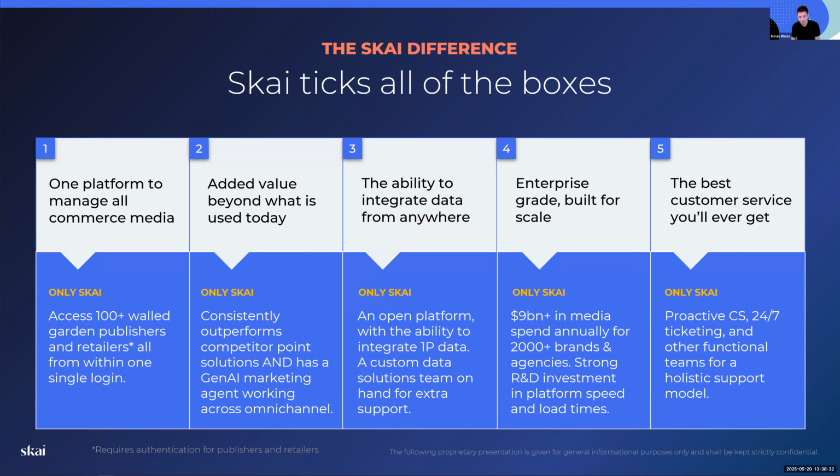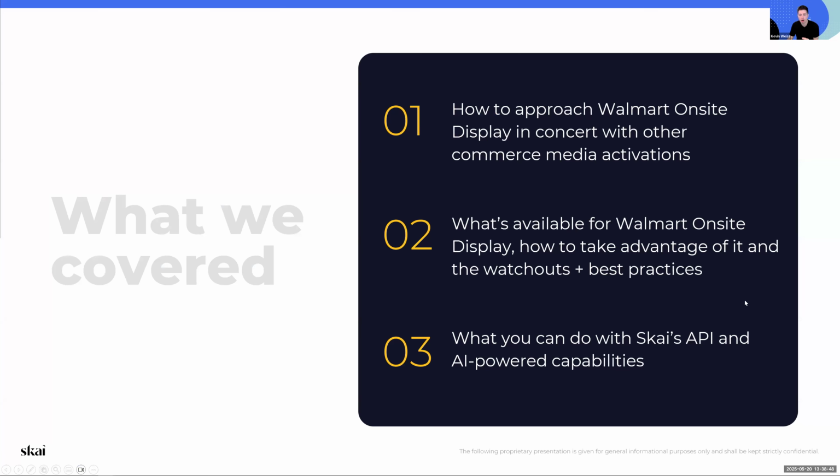We didn't even get into the roadmap of the innovation that's coming, but really we are built for scale with over 9 billion in media spend flowing through our platform annually. And honestly, the best customer service you're ever going to get. So there's a lot here, and hopefully that doesn't take away from the heart of what we covered, which is how to approach Walmart on-site display, what's available and how to take advantage of it, and then what you can do with our capabilities, as well as Corey's section, which was just really helpful as that primer and outlining the capabilities.